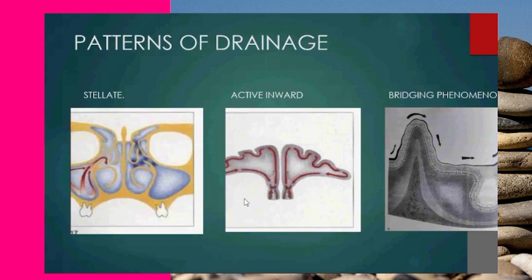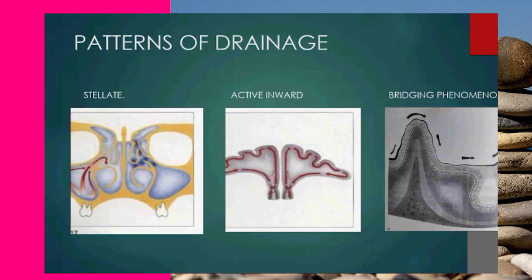What is the other name of natural ostium? The maxillary antrum. It is situated in the medial wall of the nasal cavity, particularly in the hiatus semilunaris. Okay, so if mucus has to reach the natural ostium, how should the pattern of drainage be there? From the maxillary sinus, all the mucociliary beat will be directed towards the natural ostium. So what is the pattern called? That is, the pattern is called a stellate pattern of drainage.